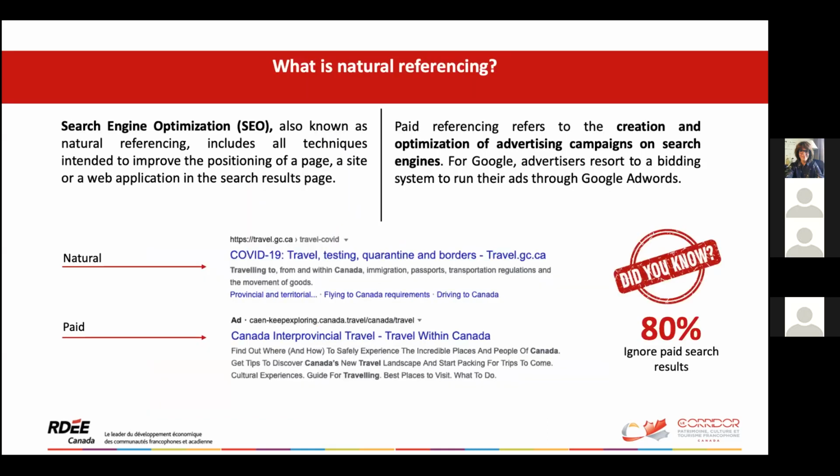What is natural referencing? Well, when you do a Google search, natural referencing is what you see, of course, written in front of you. But when it's paid, you see a little thing, a little ad. So most people do not click on the ad. Only 20% of people click on a web link that says ad, because they don't want people to sell them stuff. And Google would rather they find you with natural optimization.